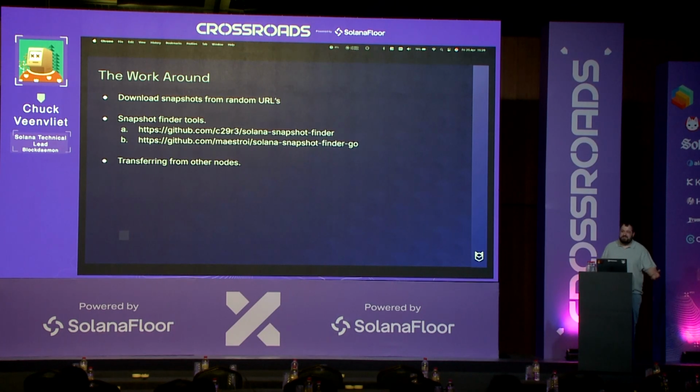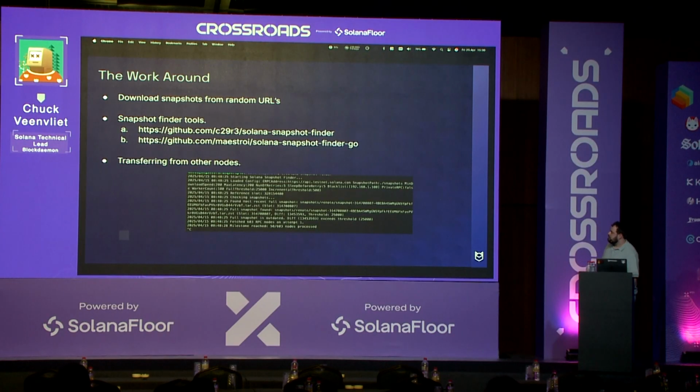I rewrote it in Go some time ago, and I was like, well, this isn't a great solution either. For a larger operator, it makes sense to actually transfer snapshots from one node to the other because we have direct links and it's really fast. So it looks something like that, snapshot net found. This is the snapshot finder thing that actually destroys the network by finding snapshots.